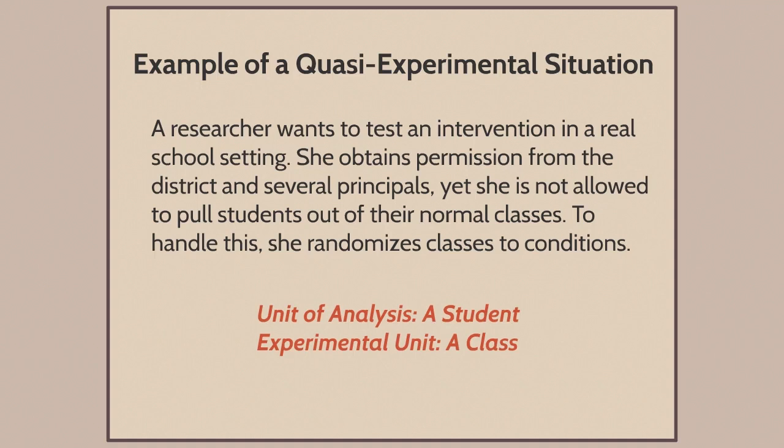But what did we randomize to conditions, the treatment and control? An entire class went to the treatment condition. Actually, multiple classes went to the treatment condition, and multiple entire classes went to the control condition. So the experimental unit is a class. Those are not the same. Therefore, we're talking about a quasi-experiment.